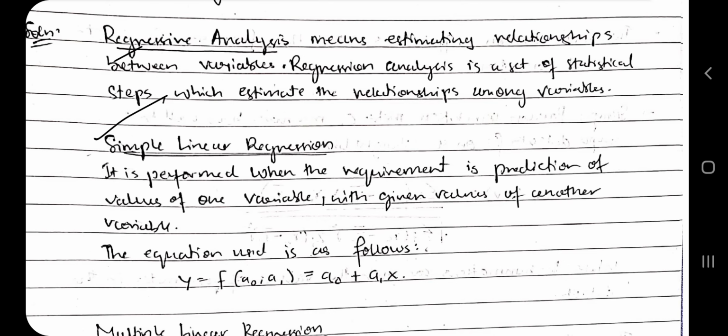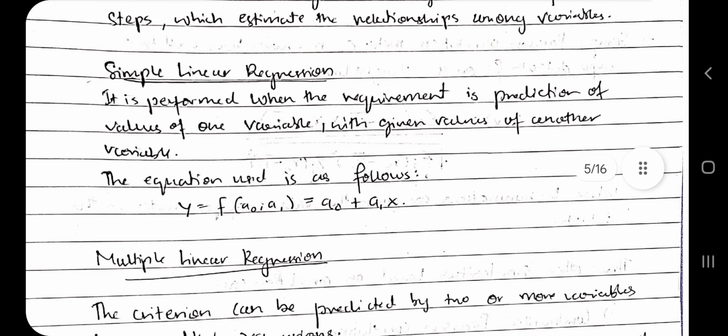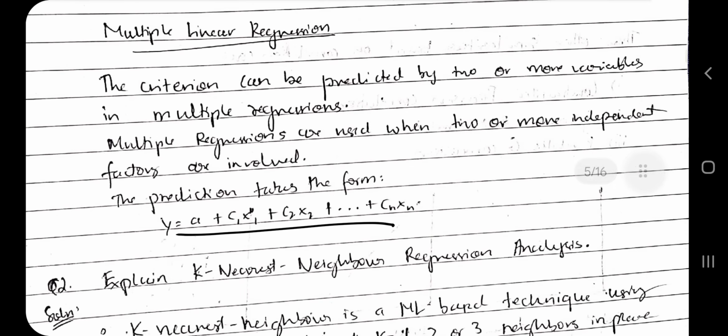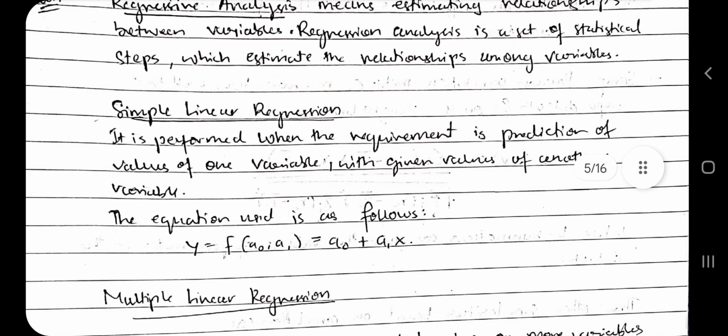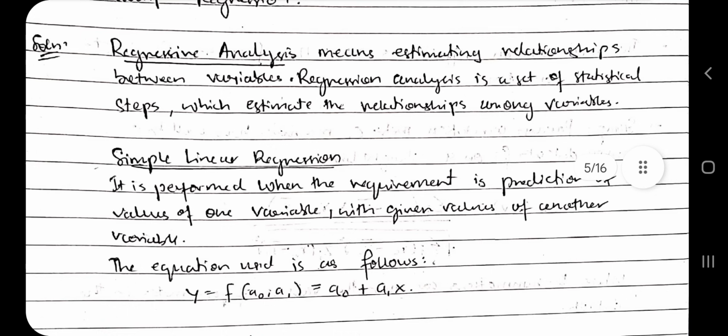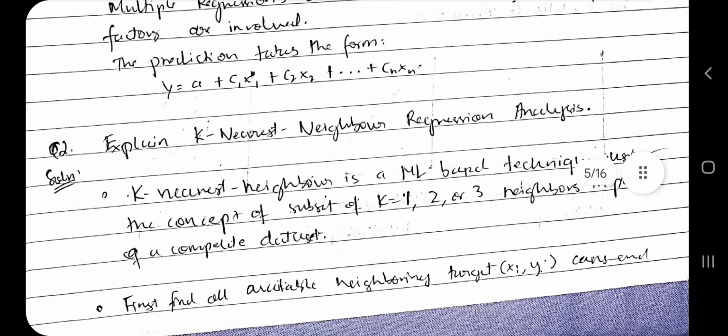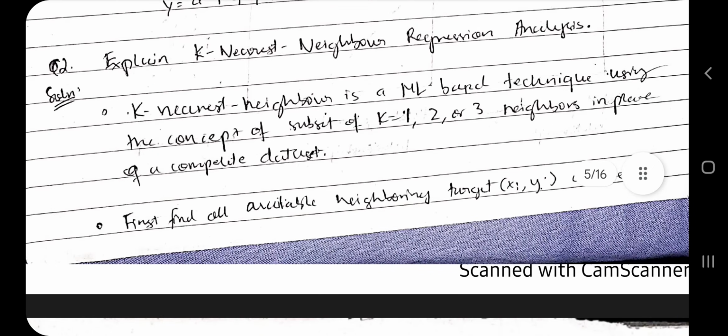Simple linear regression and multiple linear regression. In simple linear regression, you will just have one variable. Okay, that's all, and the equation will be as follows. In multiple linear regression, obviously there will be many variables, 2 or more independent factors involved. That's all you need to explain, and other things you need to write in the answer, you can refer to the notes, but these are the key points you need to remember. You can even write in your own words.